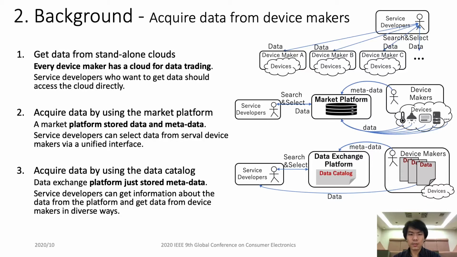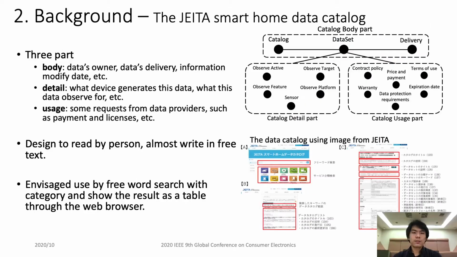The third one is using the data catalog and the data exchange platform. The data exchange platform just stores the metadata. Service developers can get information about data from the platform and get data from device makers in many ways. In order to unify the data description, JETA proposed the JETA Smart Home Data Catalog.